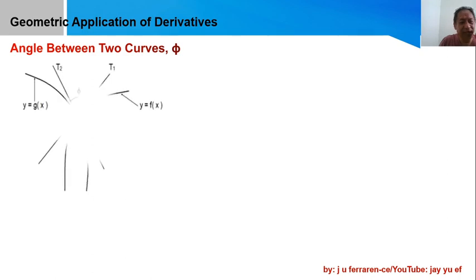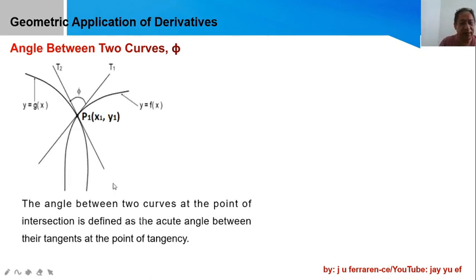And this time we have another application of derivatives, and this is used to find the angle between two curves. Now, if this is your figure, the angle between two curves at the point of intersection is defined as the acute angle between their tangents at the point of tangency.